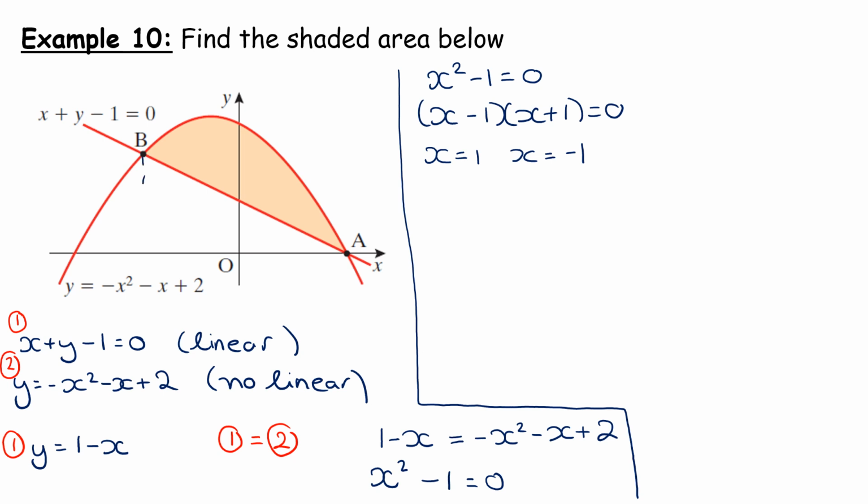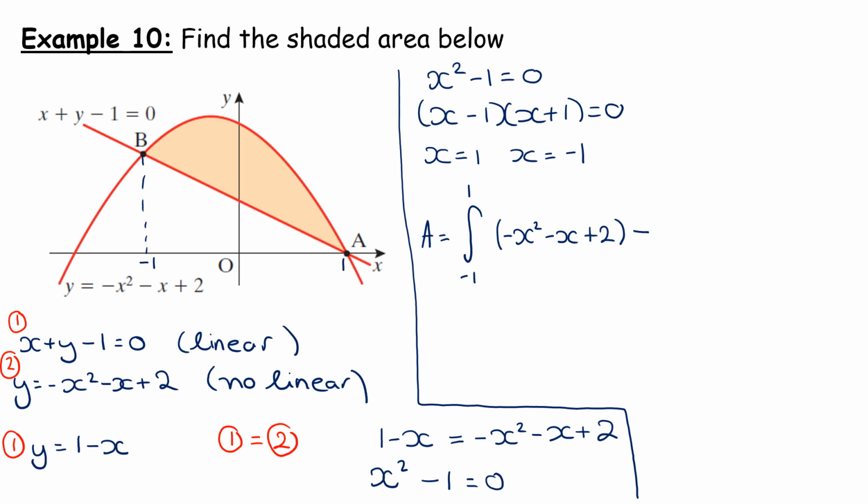So what we have here is, there's my minus 1 and here's my 1. So any integration I'm going to do are between those 2 points. So to get my area, I'm going to integrate between minus 1 and 1. I'm going to integrate the upper function, which is my negative quadratic. So minus x squared minus x plus 2.